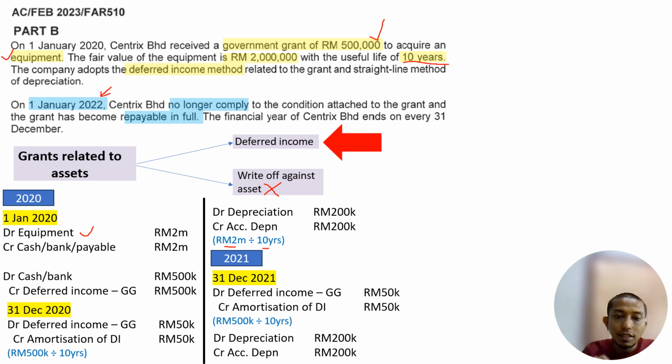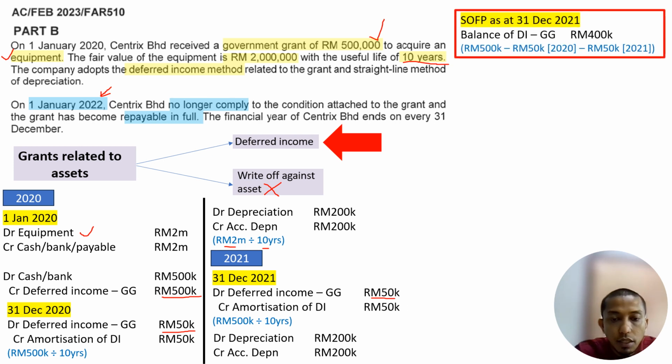By right, what is the remaining balance? Because we have the revocation, we need to know the balance of deferred income. We credited 500,000, then debited 50,000 once, and another 50,000 once. So the balance of deferred income is 500 less 50 less 50, which equals 400,000. Therefore, we know the remaining balance of our deferred income.